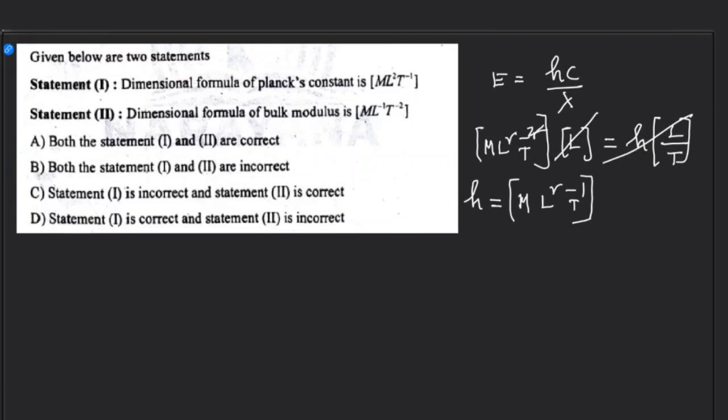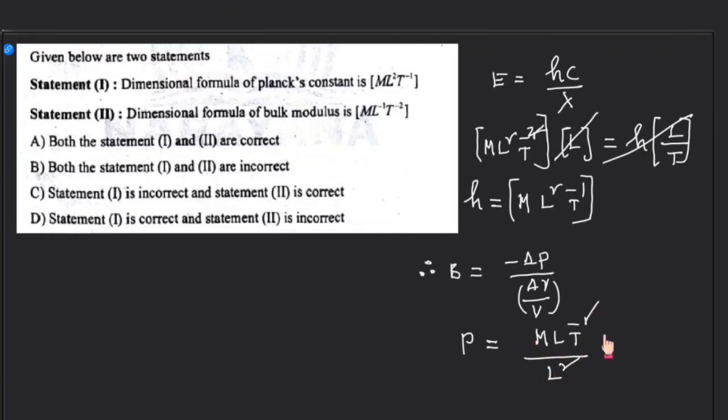What about the second one, the dimension formula of bulk modulus? You know the bulk modulus formula: B = −ΔP/(ΔV/V). ΔV is a volume and V is also a volume, so the denominator has no dimensions. So the bulk modulus has the units of pressure only. Pressure is force by area, force is MLT⁻² and area is L². Therefore the dimensional formula is ML⁻¹T⁻². Therefore both are right. Both statement 1 and statement 2 are correct. That is the answer for this question.